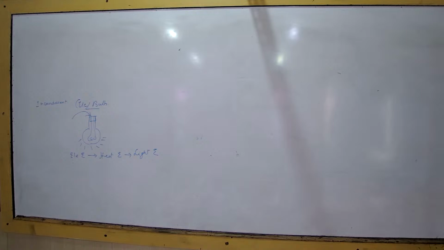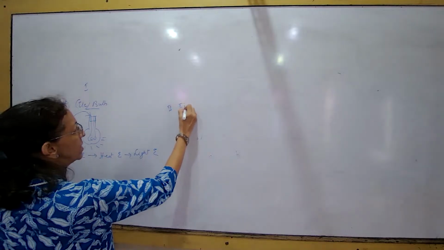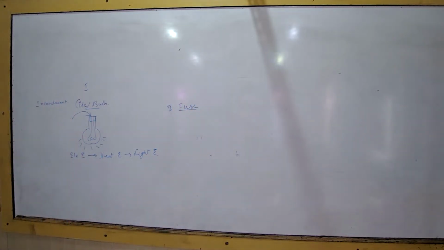So one part of it we have spoken about. First thing is we have spoken about the bulb. Here it is the heating agent. The second application that we are going to be talking about is the fuse. Do you know why a fuse is used? Have you heard about fuse?